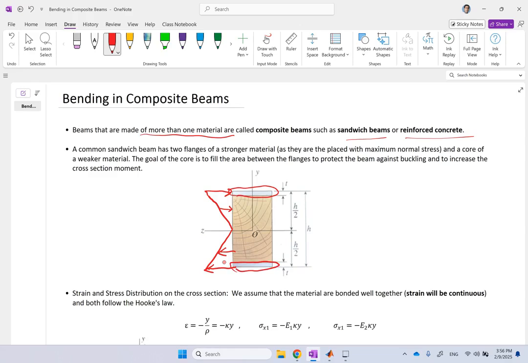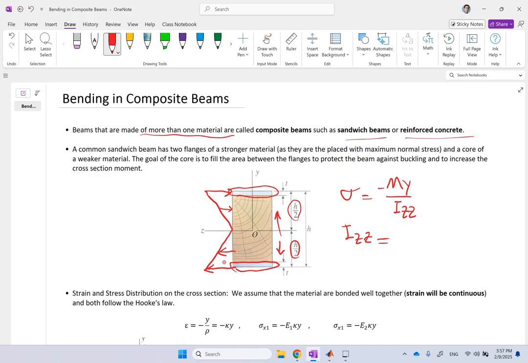So maybe those areas you want to keep stronger, and in the middle you don't need it to be as strong, first of all. Second, as I said, you want to keep it lighter weight and cheaper. And since this middle section is lighter and cheaper, what you can do is increase the height of it. So you can increase this H, make this core a little bit taller. When you make that core taller, remember I_ZZ, which appears at the bottom of sigma, the bigger it is, the smaller the stress is going to be.